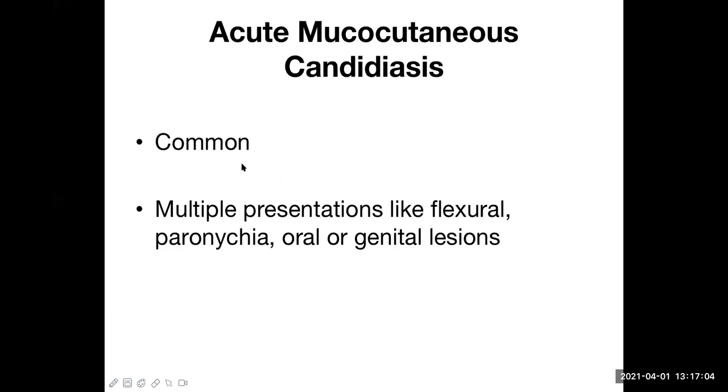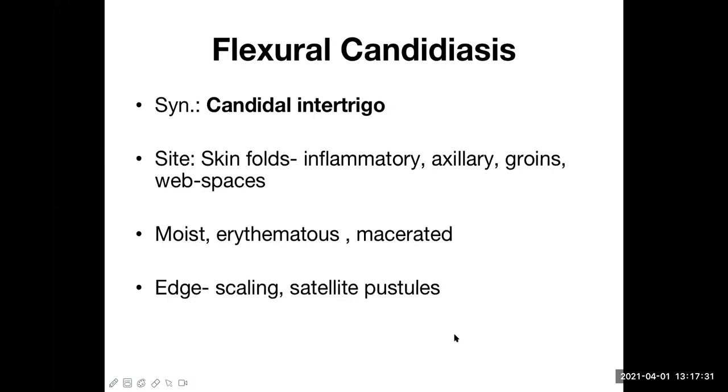Now, acute mucocutaneous candidiasis is quite common, and it is usually present on flexural areas. Flexural area means fold area, like the axilla and the groin. Paronychia and oral or genital lesions can also be there. We'll talk about one after the other. Paronychia is around the nail bed, oral cavity, and genital lesions in the genitalia. Now, flexural candidiasis is also known as candidal intertrigo. Candidal intertrigo is the synonymous term.